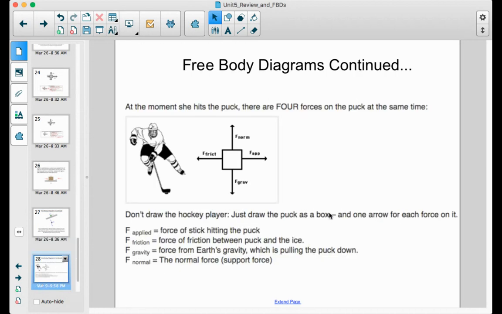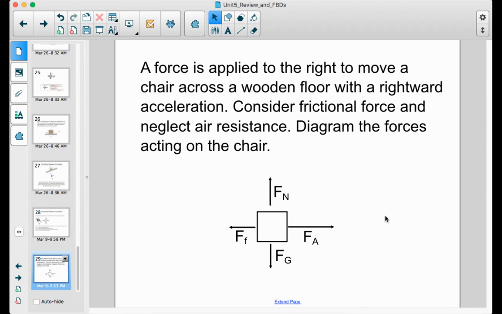Same thing can be said of the hockey puck here. If you look at this diagram, 4 different forces acting on this hockey puck. So time to challenge you a little bit here. I kind of did it for you, and I'm sure your teachers will challenge you with maybe some online different examples. But if you look at this problem, we're looking at a chair, and it's accelerating with rightward acceleration. So basically, it's moving to the right, and we want to consider both the force of friction and also neglect air resistance. But we know that there is other forces acting on this chair, so we want to diagram those forces.